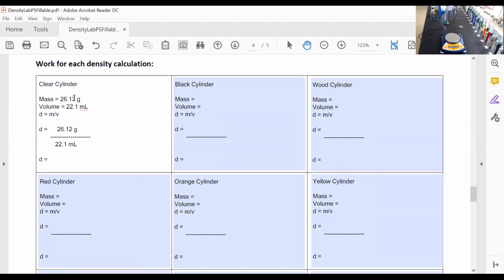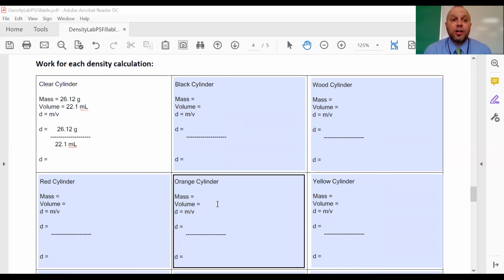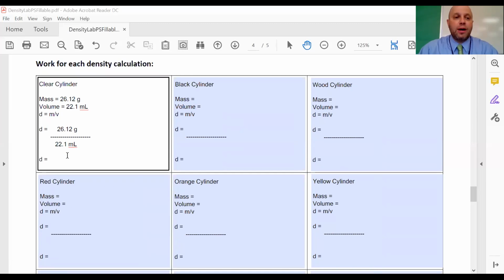Notice, every single time that I write down a number, I also have a unit with it. Numbers and units, very important. There shouldn't be numbers just floating around without units on them. So now we're going to calculate the density of this. So I have 26.12 divided by 22.1. I get a density of 1.18. So I'm going to type in my density, 1.18 grams per milliliter.